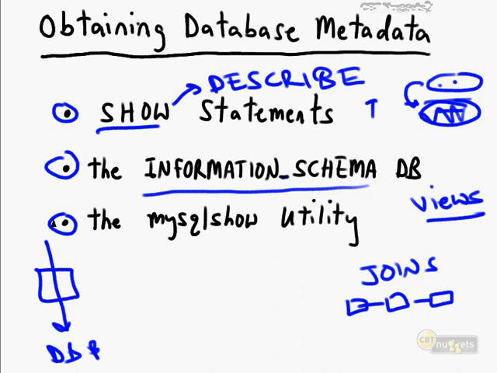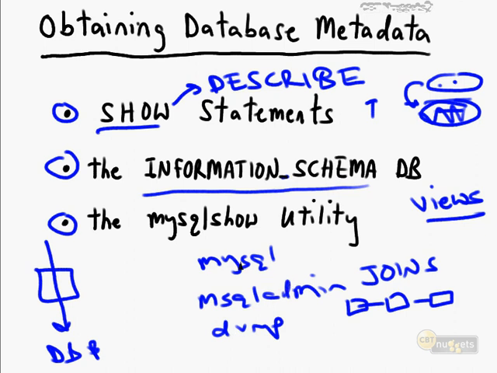The third method for obtaining database metadata in MySQL is an external utility called mysqlshow. So this makes at least the fourth external utility we've looked at thus far. Of course, there's the MySQL Terminal Monitor. There's the MySQL Admin tool. There's mysqldump, which we looked at in the previous nugget. And now we have mysqlshow, which enables us to, you guessed it, show various things.